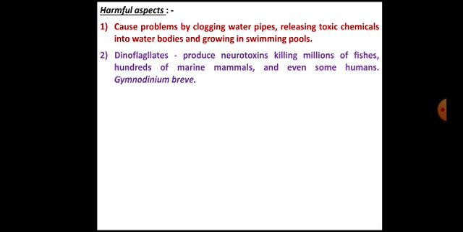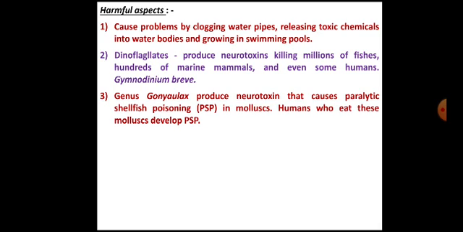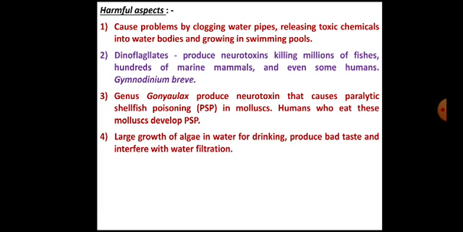One of the pathogens is Gymnodinium breve. These dinoflagellates produce a neurotoxin that causes paralysis in shellfish. Sometimes eating of these mollusks, which are intoxicated by this toxin, may lead to food poisoning in humans also. This large growth of algae in drinking water produces a bad taste, which is a very common problem, and it interferes with the filtration of water.